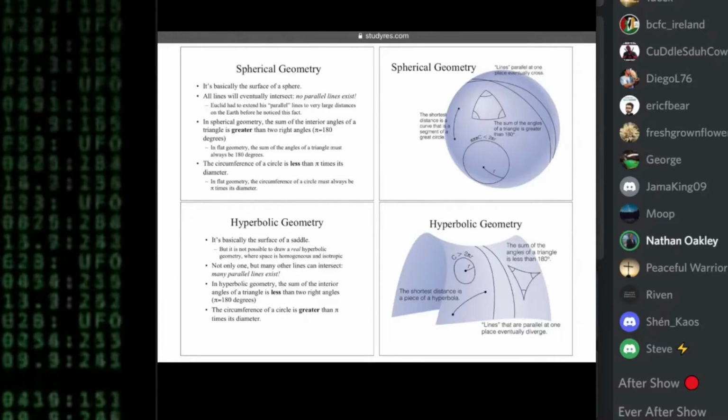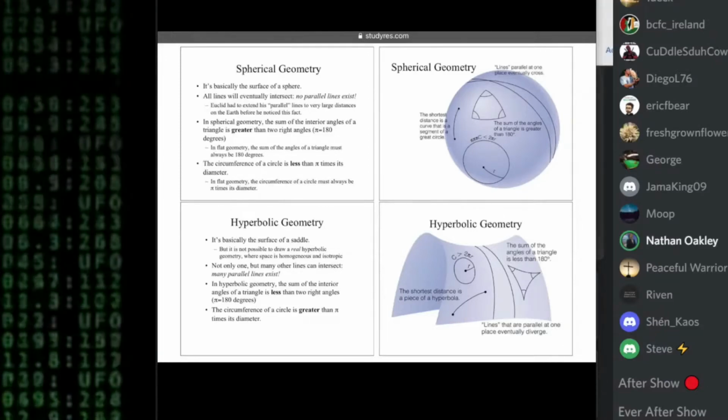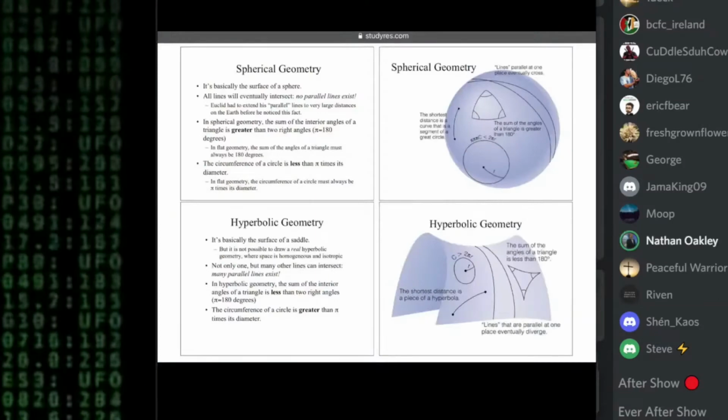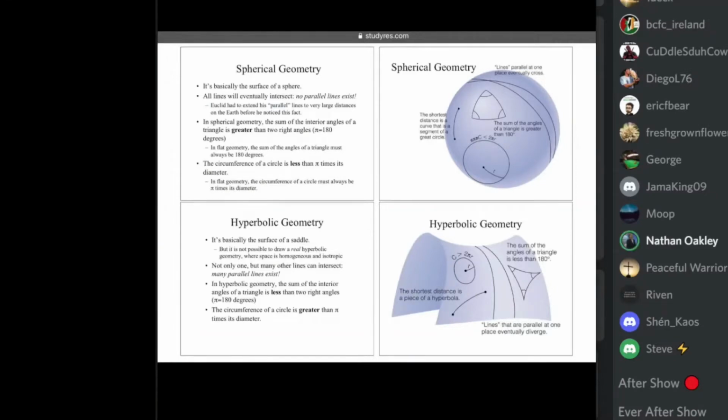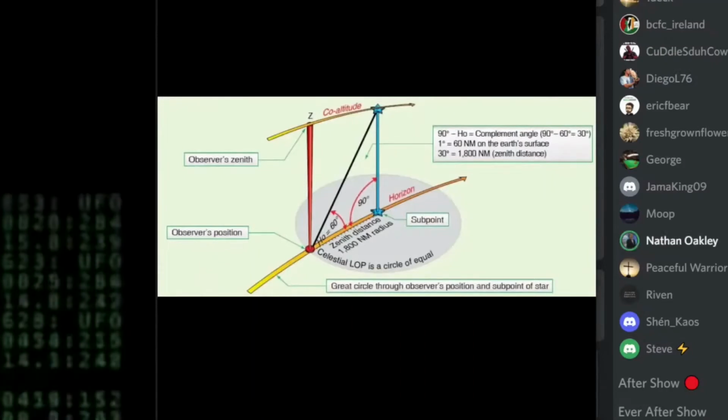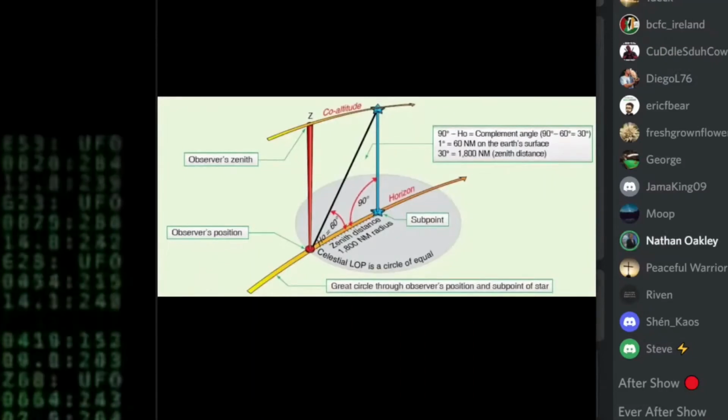That's what we're doing when we work out the circle of equal altitude. If you look on that picture, this says spherical geometry, you've got a circle there. That circle on the sphere, that circumference has to be less than 2 pi r. That's not a Euclidean circle. You cannot put a circle of equal altitude, a 2D shape, on a spherical surface. It does not work.